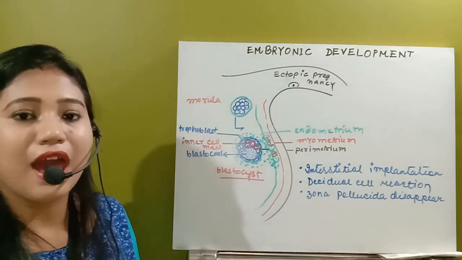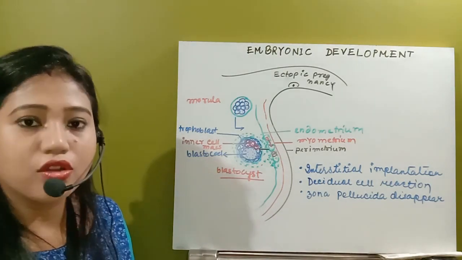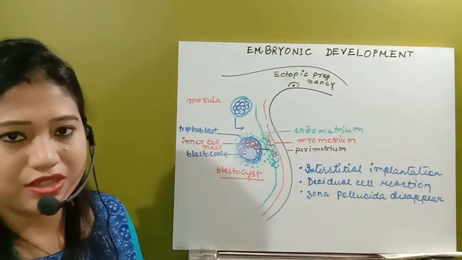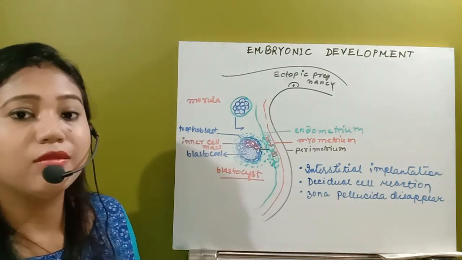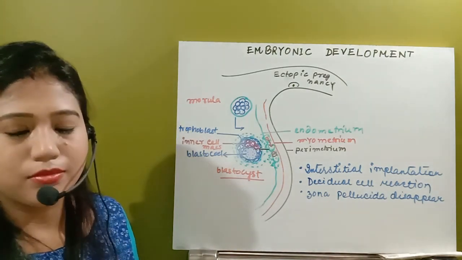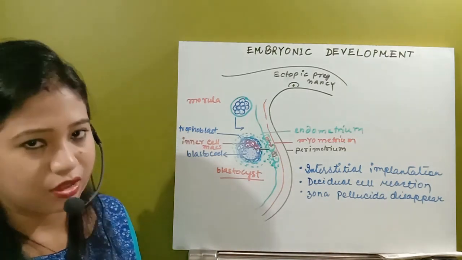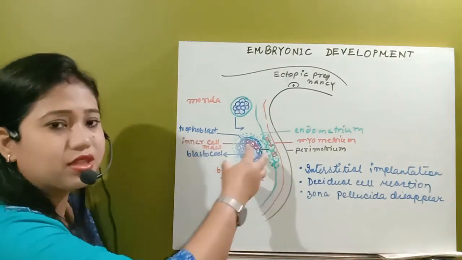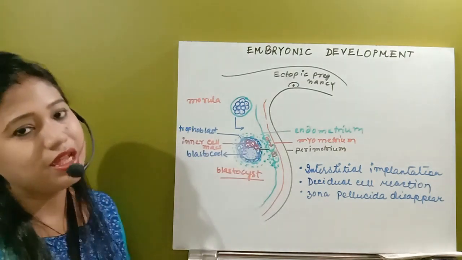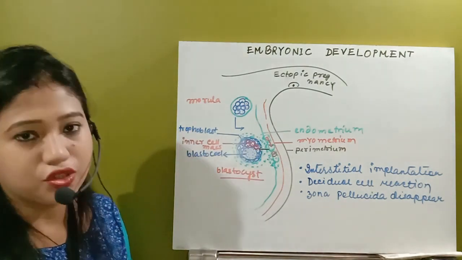So both will have the same sex also. If one is male, then both of them will be male, or both female, and they will look exactly similar to each other, though they will have little bit of differences. That is the monozygotic twins from the same blastocyst. If some of the cells get dispersed and after that get implanted, then this is known as monozygotic twin.